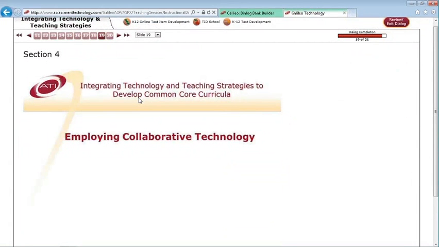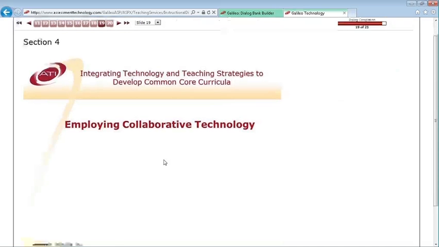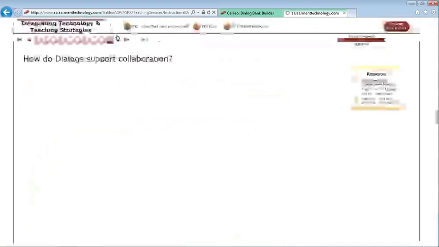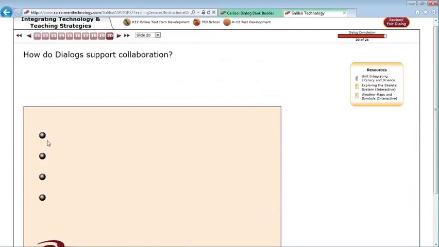Lastly is employing collaborative technology. When we're talking about collaborative technology, again, we're talking in Galileo about the dialogues. There are other ways to do this, but this is the one that, again, we're going to present with and show you how we work with it. How do they support collaboration? Well, we're going to provide models. Other teachers will provide models, and that can be a starting point for the development of additional content.